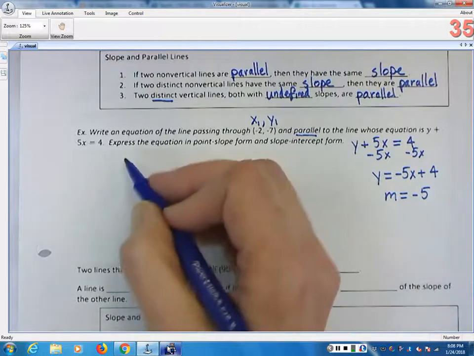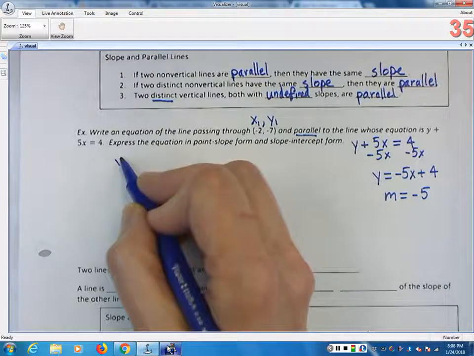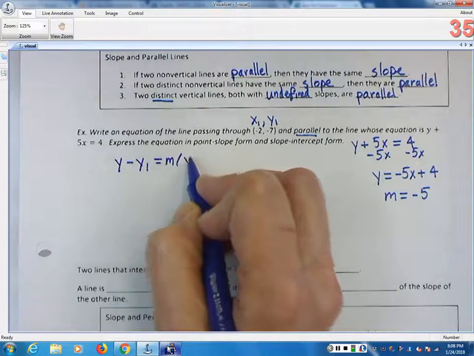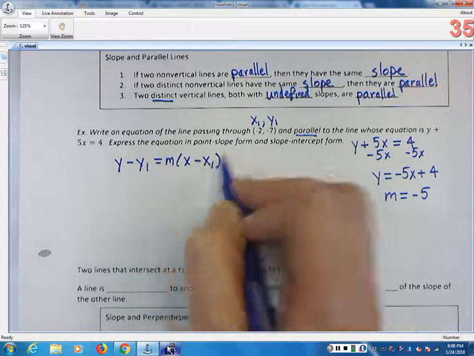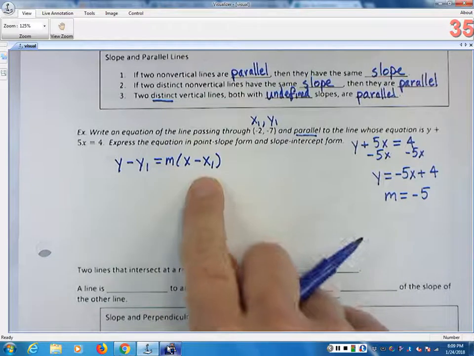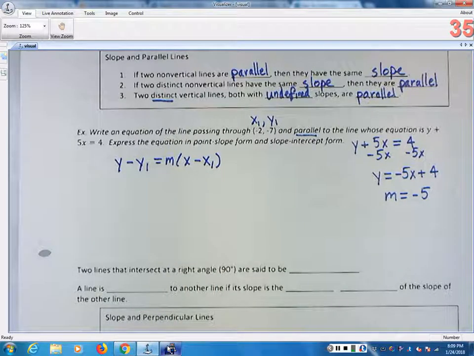And then you're just going to use y minus y1 equals m times x minus x1. You've got a point, you've got a slope. You're going to use the point slope form. And when you do all that, here's what you get.